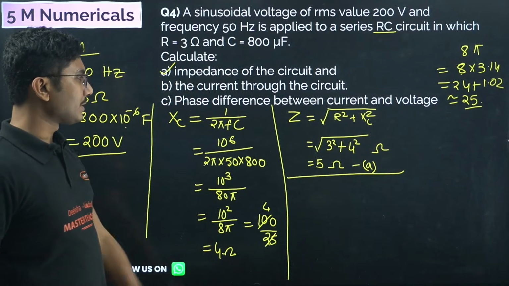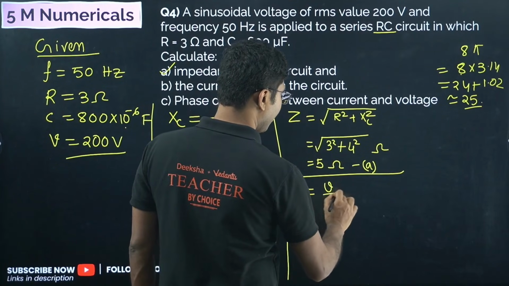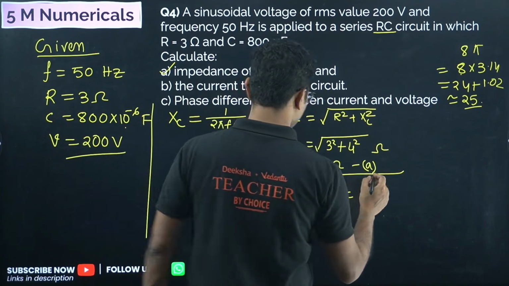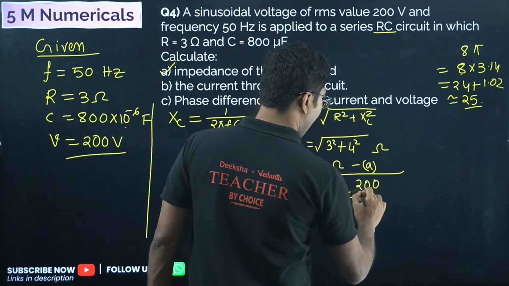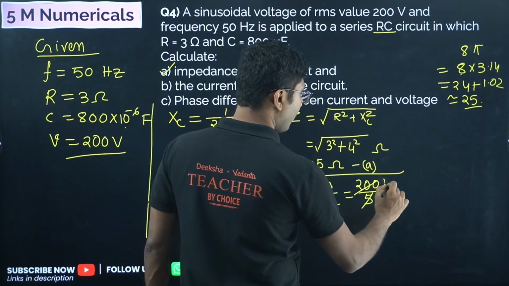Next, the current through the circuit. So how to find the current? Current through the circuit is voltage divided by impedance. Voltage is given in this question as 200 volt, and impedance we have calculated as 5, so it will be 40 ampere.